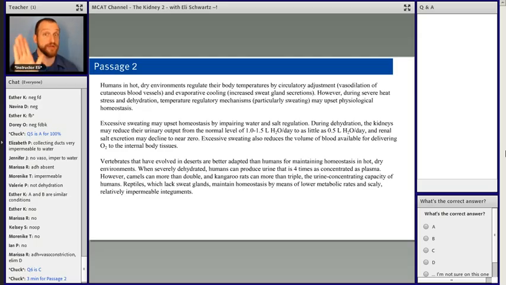I wanted to read it very carefully. Check. I already noted it. Evaporative cooling, parentheses, sweat glands. Check. Absolutely. I would expect that because, again, that's a normal thermoregulation mechanism, but I wanted to read the parentheses. And severe heat, dehydration, regulatory, okay, yes.